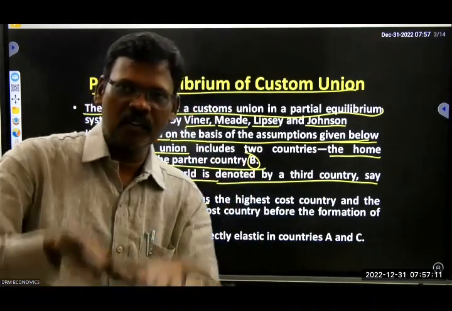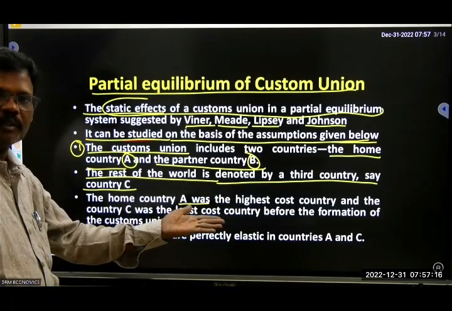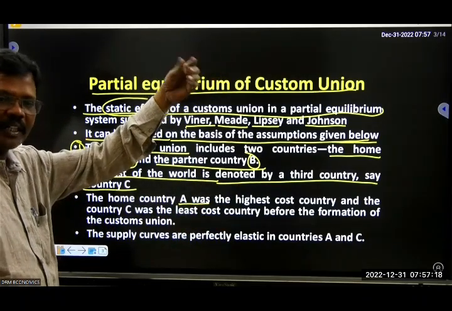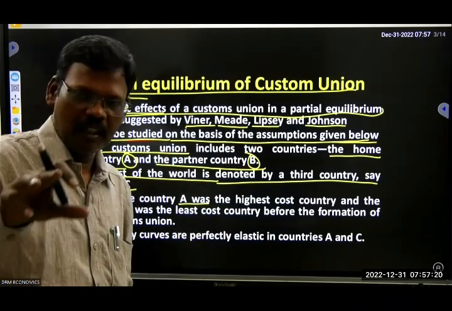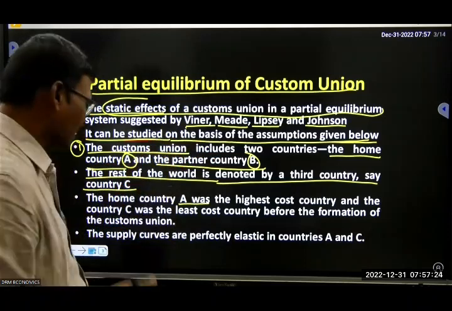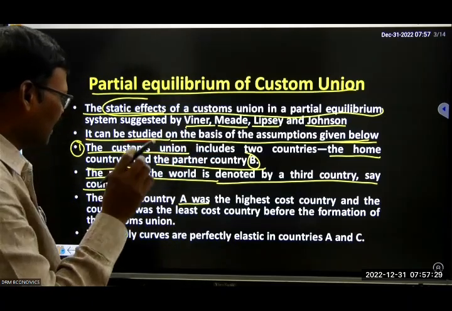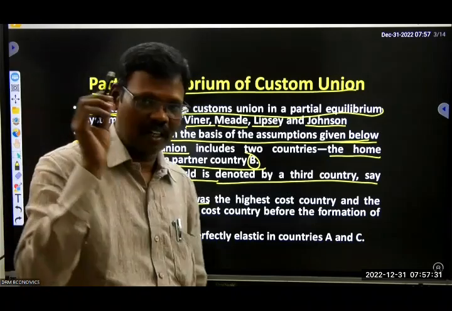Okay, so in India we have the highest-cost country, and neighboring country C may have the lowest cost, before the forming of this union. Then the supply curves are perfectly elastic in countries A and C.